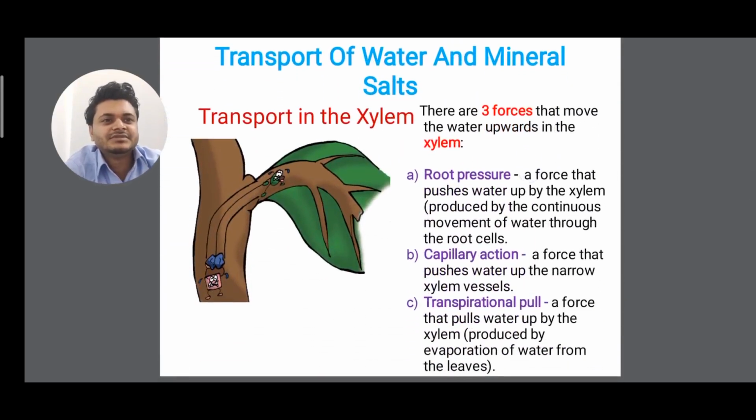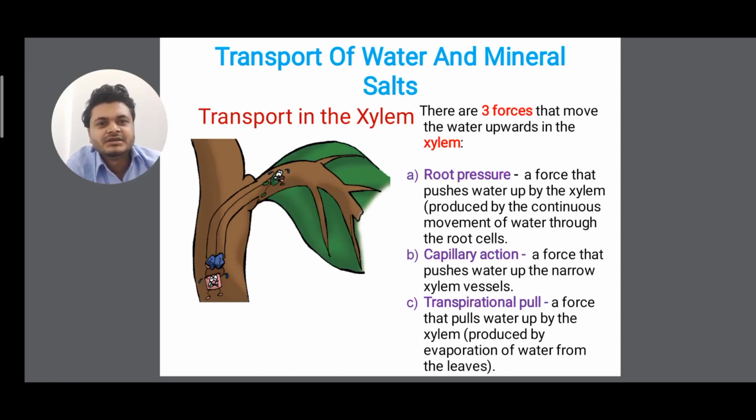Next, transport in xylem. Here three forces are used for transport of water in xylem. One is root pressure, one is capillary action, and one is transpiration pull. Clear? What is root pressure? A force that pushes water up by the xylem. Clear? And what is capillary action? A force that pushes water up by the narrow xylem vessels. And what is transpiration pull? A force that pulls water up by the xylem.